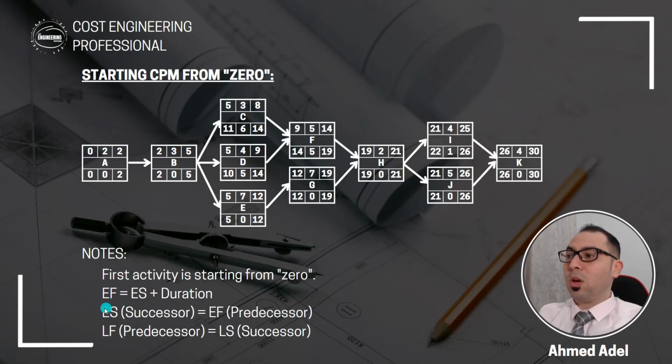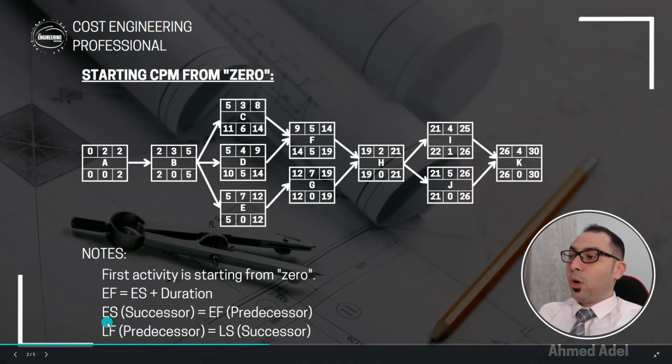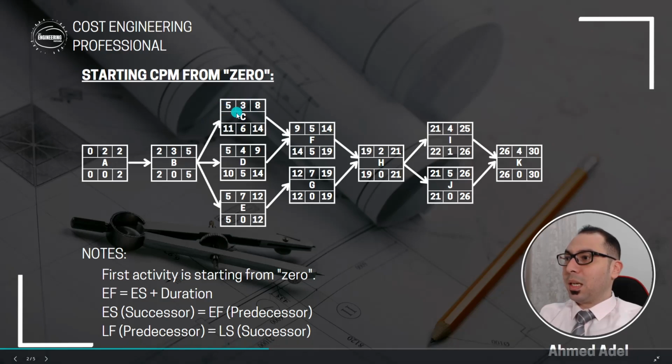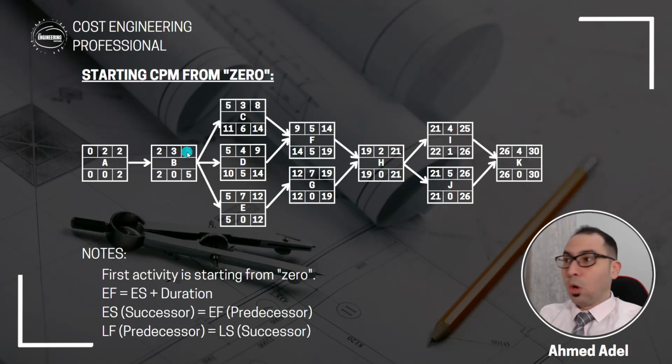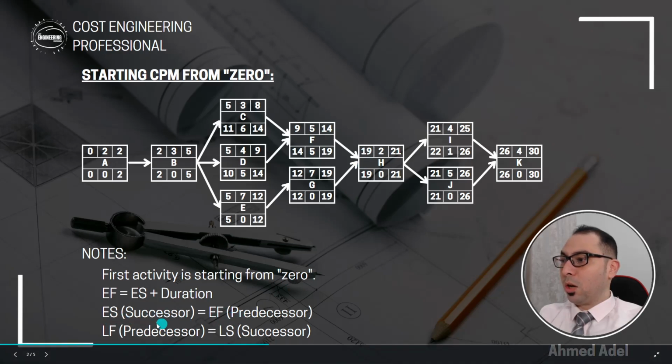So when you start from 0, the early finish is calculated like that: early finish equals early start plus duration. And here the third point we have: the early start of the successor is equal to the early finish of the predecessor. If you notice here, for example, this is the successor and this is the predecessor. The early start here is 5, and the early finish here is also 5. And for example here, the early start is 19, I have 14 and 19 here, so I took the 19. So the early start of the successor is equal to the early finish of the predecessor.